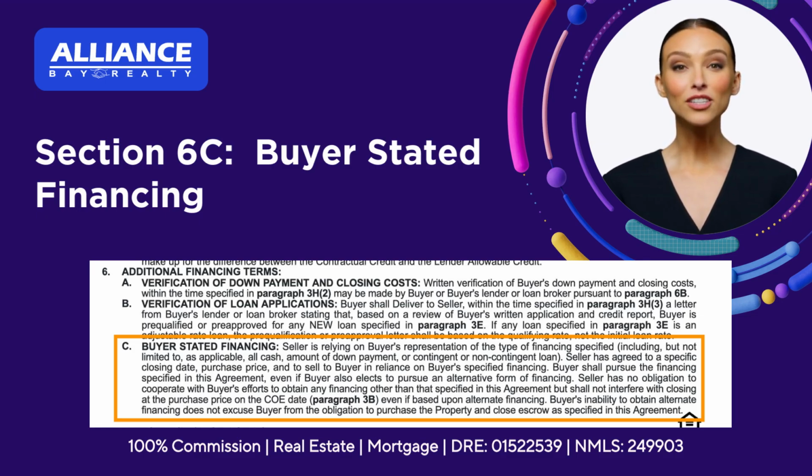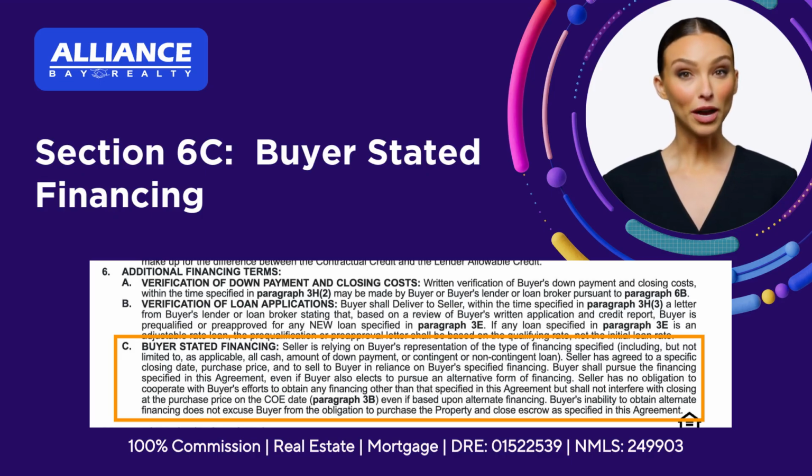3. Seller has no duty to cooperate with any different financing that could delay or jeopardize closing. 4. Buyer's failure to get an alternate loan does not excuse performance. Closing is still due on time at the price agreed, per close of escrow date Section 3B. Practically, you can shop for a better loan, but you can't let that side quest delay the escrow.